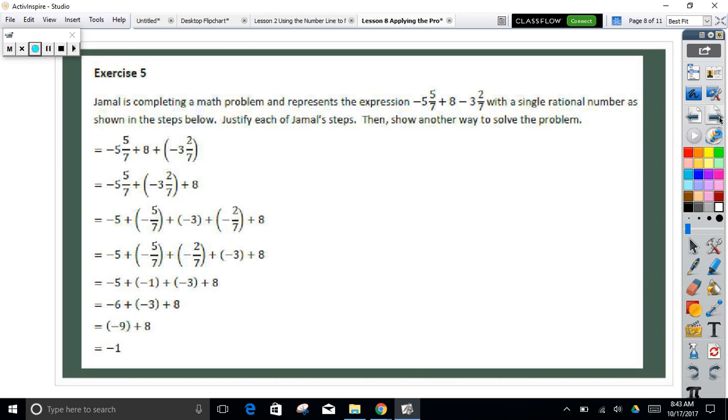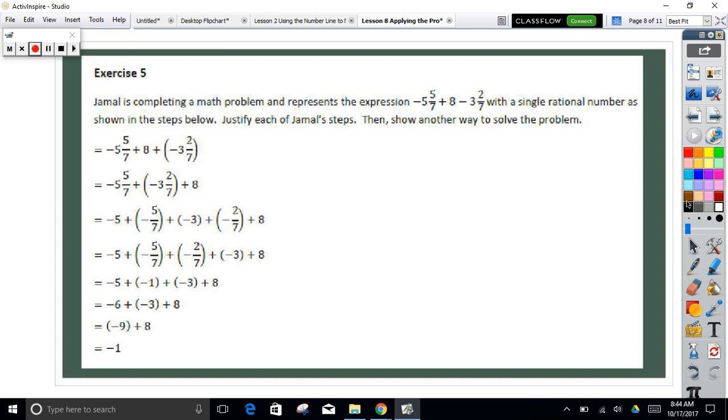If we look at the first one and then the second one, Ross, what's different about the second one than the original? They put the 3 2/7 in parentheses, and then they also do the subtraction. Okay, so they changed the subtraction to addition. So why could he do that? Why was that okay to do? I'm not sure. Remember our song? Subtracting is the same as adding the opposite. That would be the reason he could do that.